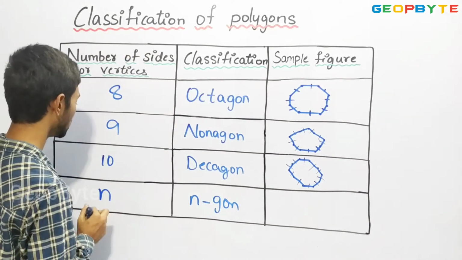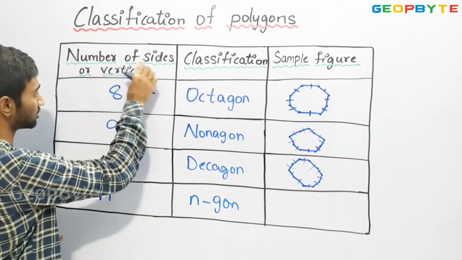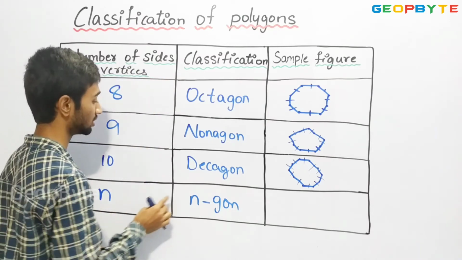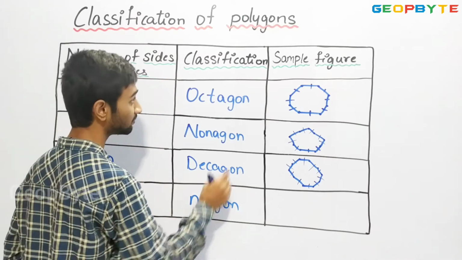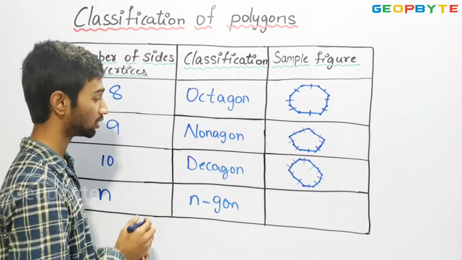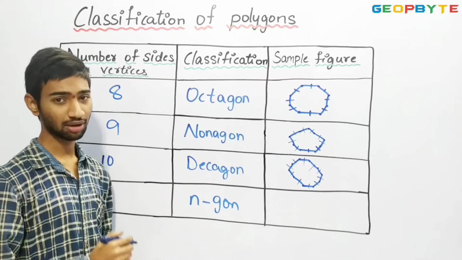And so on up to the n number of sides or vertices. It is classified as an n-gon, and the sample figure can be drawn with the help of n number of sides, that is, an infinite number of sides.